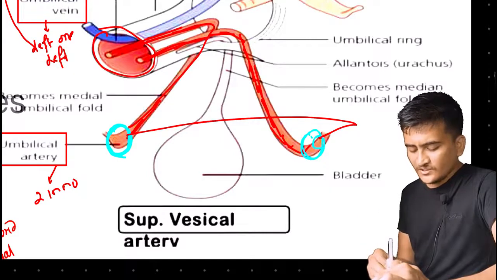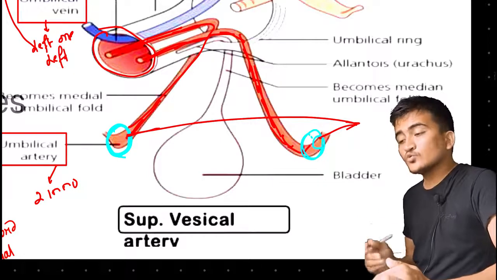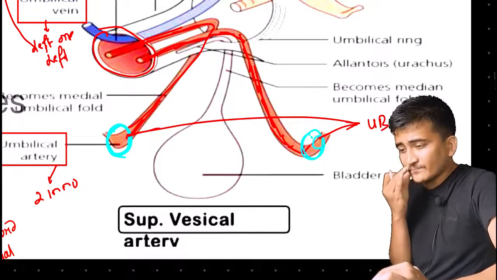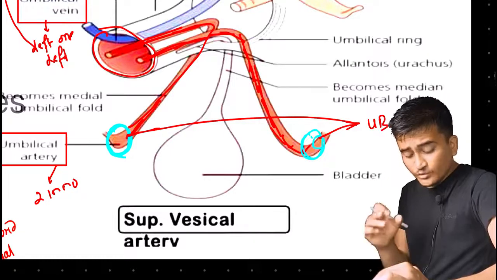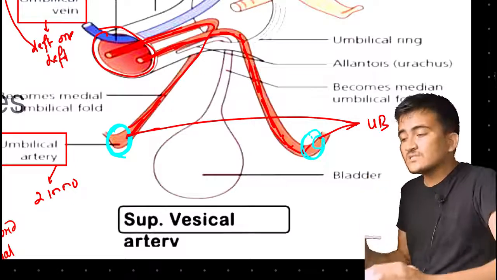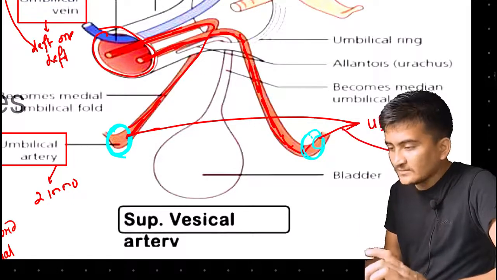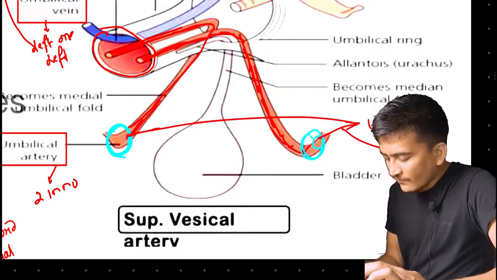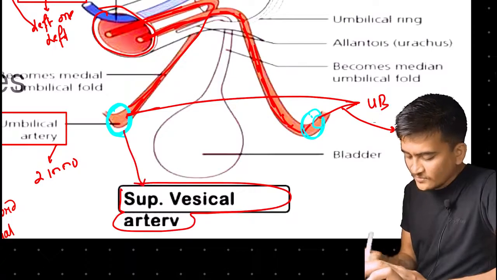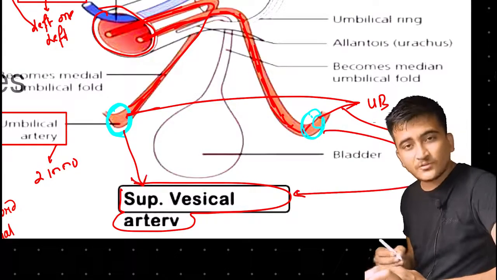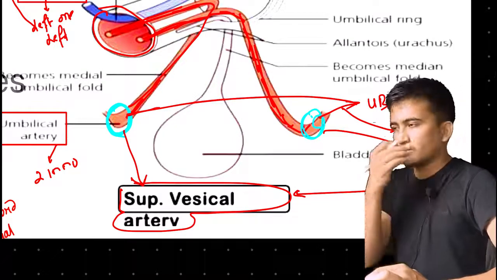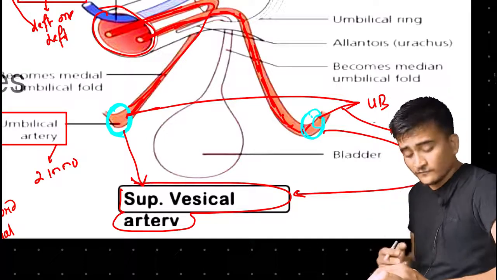Why will this still be persisting in the adult? Because in order to supply the urinary bladder, they will supply the urinary bladder, right? And this proximal part of the umbilical artery, which persists in the adult, is later called the superior vesical arteries, right? You can see right here, superior vesical arteries. What are these? They are the arteries that supply blood to the urinary bladder, and in the fetus, these are the proximal part of the umbilical artery.